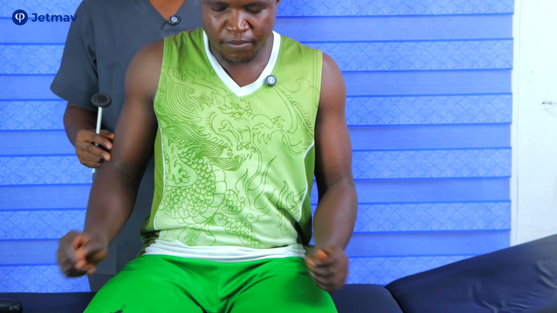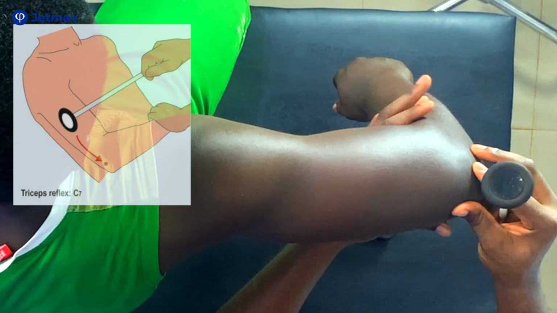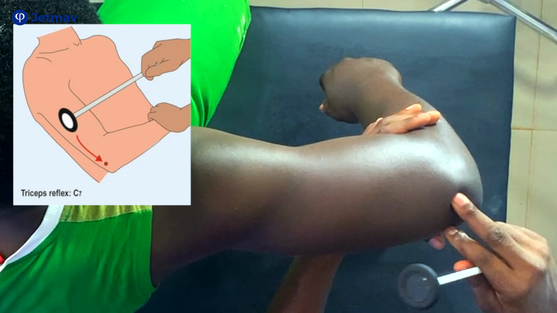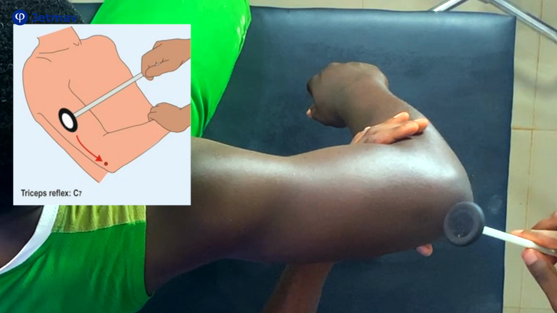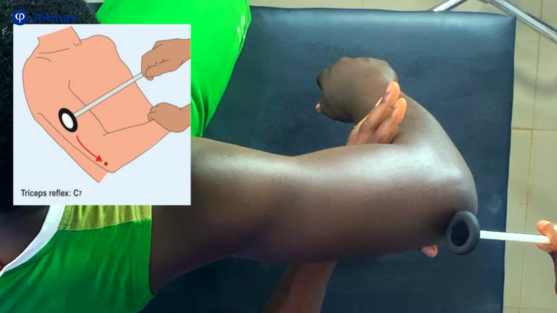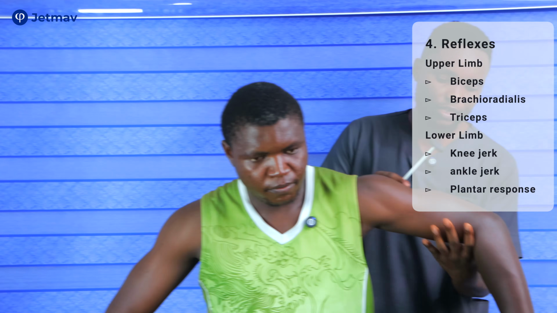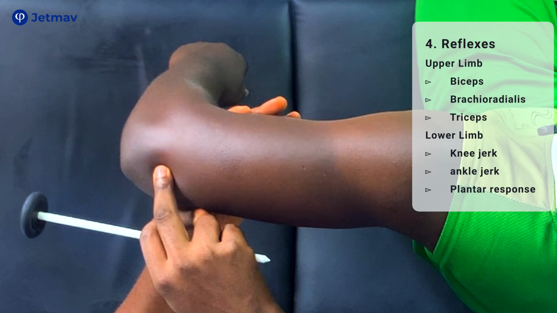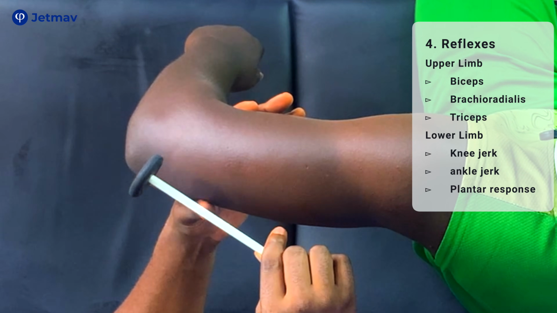Good. Now for the triceps reflex, it's best tested sitting down. Then position your patient's hand like this. Then locate the tendon. So when you locate the tendon, just above the olecranon, then you test. Then do the same on this side. Locate the tendon. Then you hit.